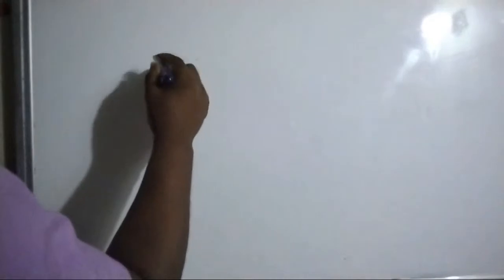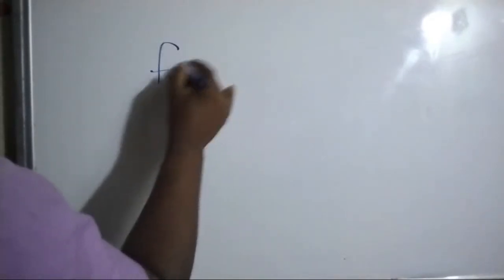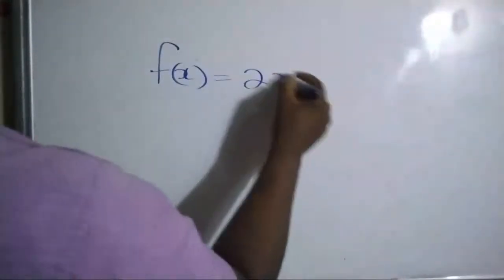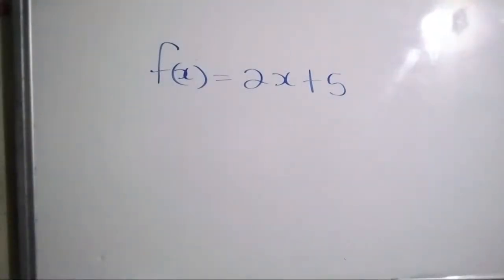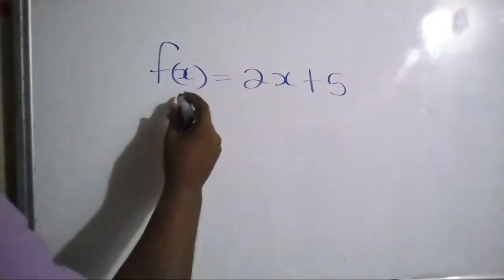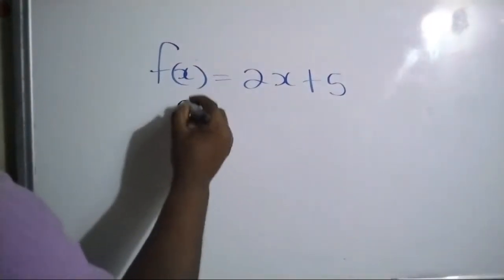So say we have f of x, we're going to start off very simple. As I said, that one was for the thumbnail. Let's just say we are given a function, f of x is equal to 2x plus 5, and we are asked to find, for example, what happens when we put 2 in this function.